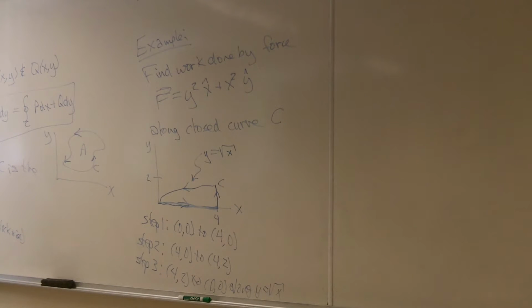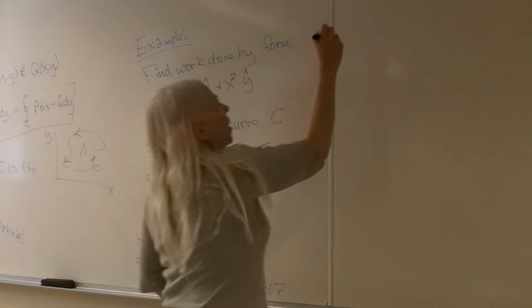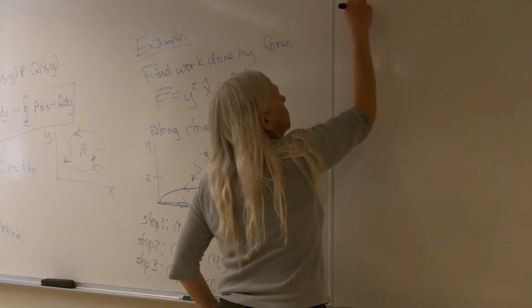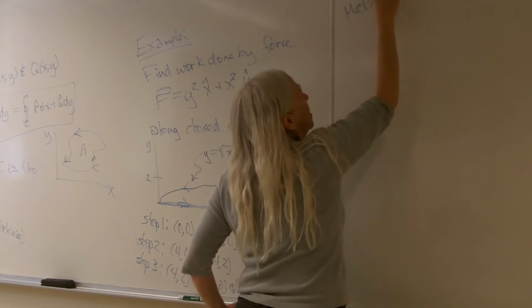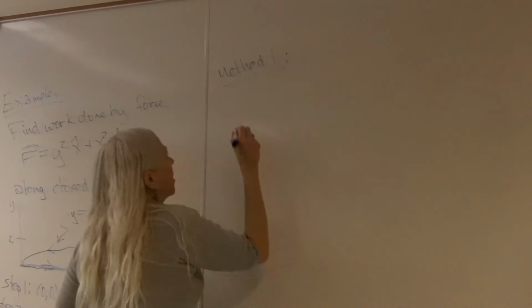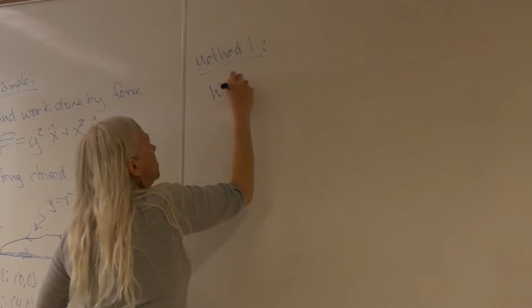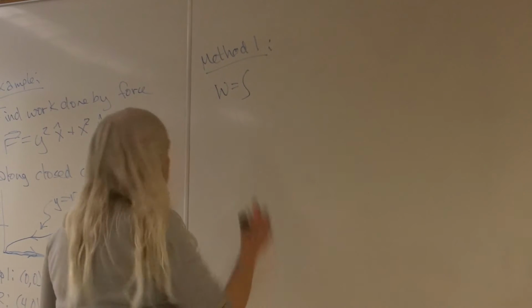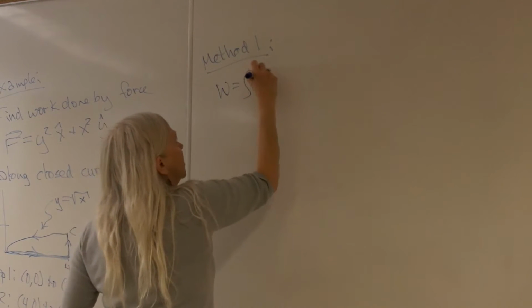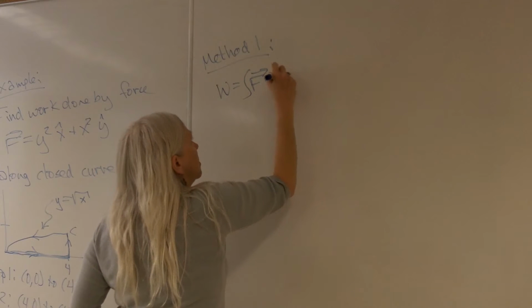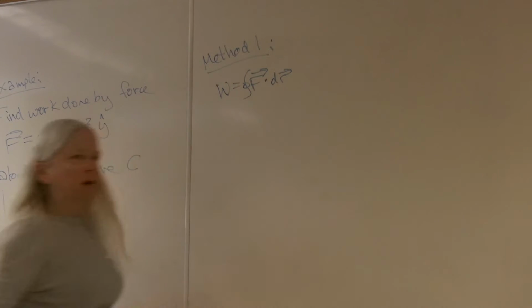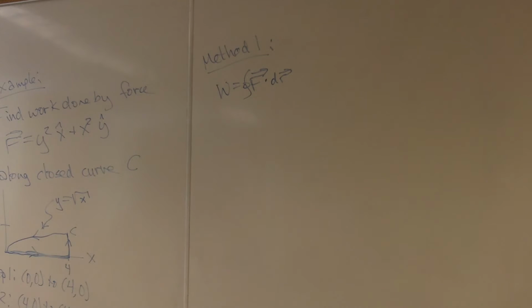Okay, and so there were two methods we could do this. First of all, with method 1, which was the one we did last time, so I'm not going to go through the whole thing again. But along method 1, we said the work done by this force was the integral of F dot dr around a closed curve, right? That means the circle on the integral sign means a closed curve.